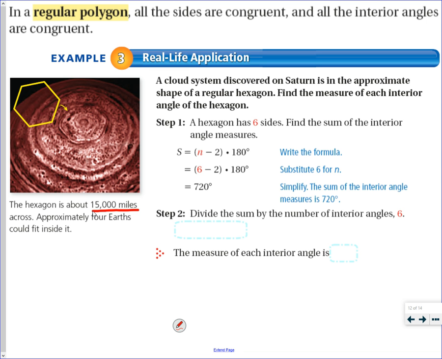Anyway, because I know that it's a regular hexagon, we can do this math and figure out that there's 720 degrees in a hexagon. Because all of the angles are exactly the same, I could take that 720 and divide it by the number of angles, which is 6, and I would get that each angle is actually 120 degrees.